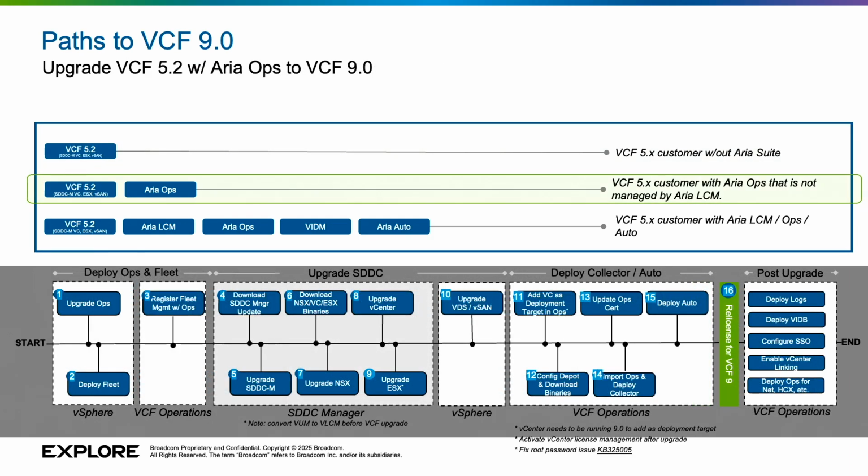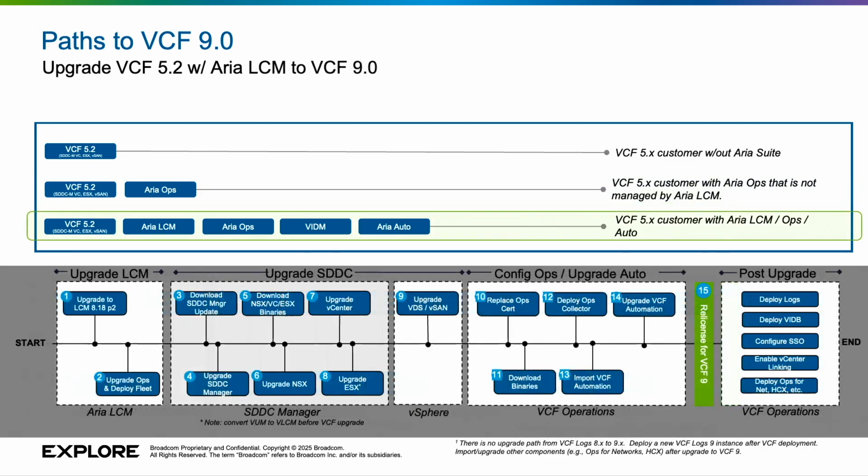In the second scenario, just as we've seen before, if you have ops, you'll need to start by upgrading ops to 9. Okay, then once it's upgraded to 9, we'll manually deploy fleet. Okay, and then the upgrade path kind of goes forward. And then the third scenario is similar to what we just saw where you have the ARIA suite. So we'll start by applying that patch and going forward.